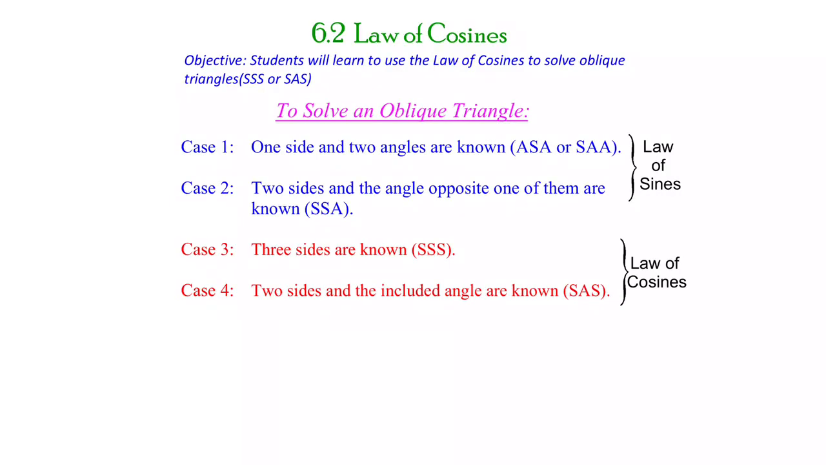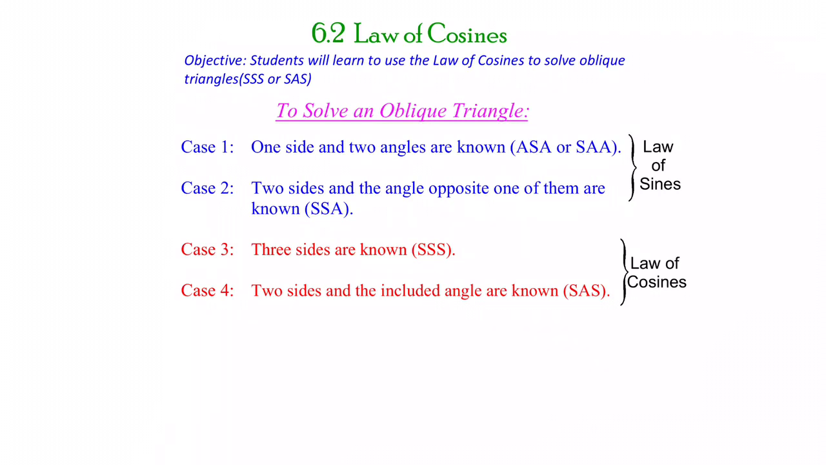Section 6.2, Law of Cosines. Students will learn to use the law of cosines to solve oblique triangles, side-side-side and side-angle-side. When you're solving these, you'll have to know whether to use the law of sines or the law of cosines. Today we're going to do side-side-side and side-angle-side for the law of cosines.